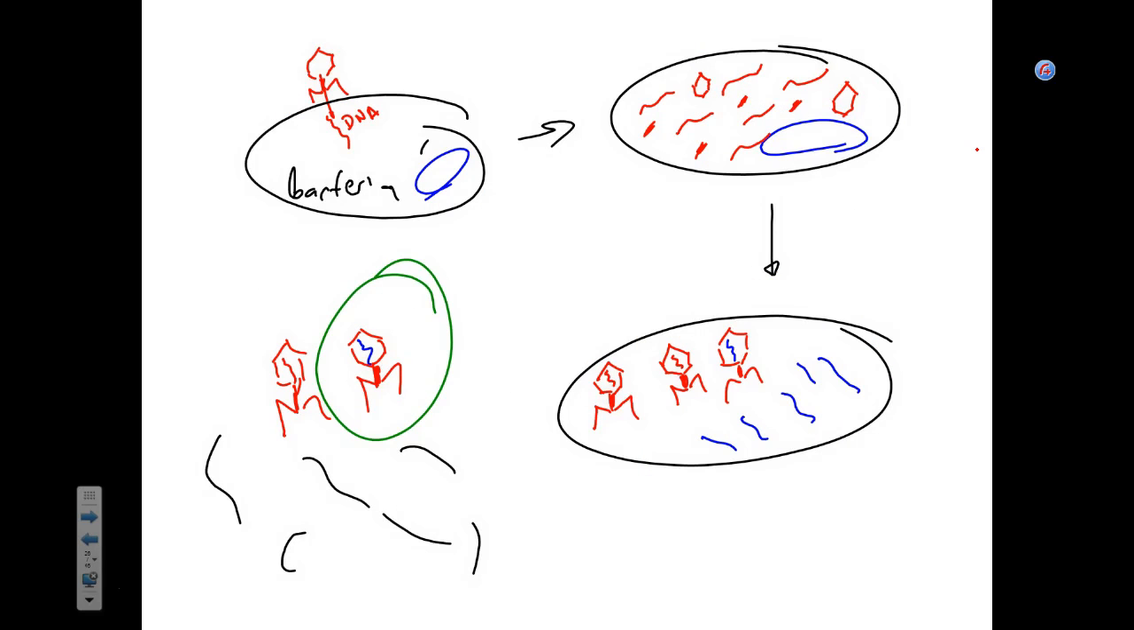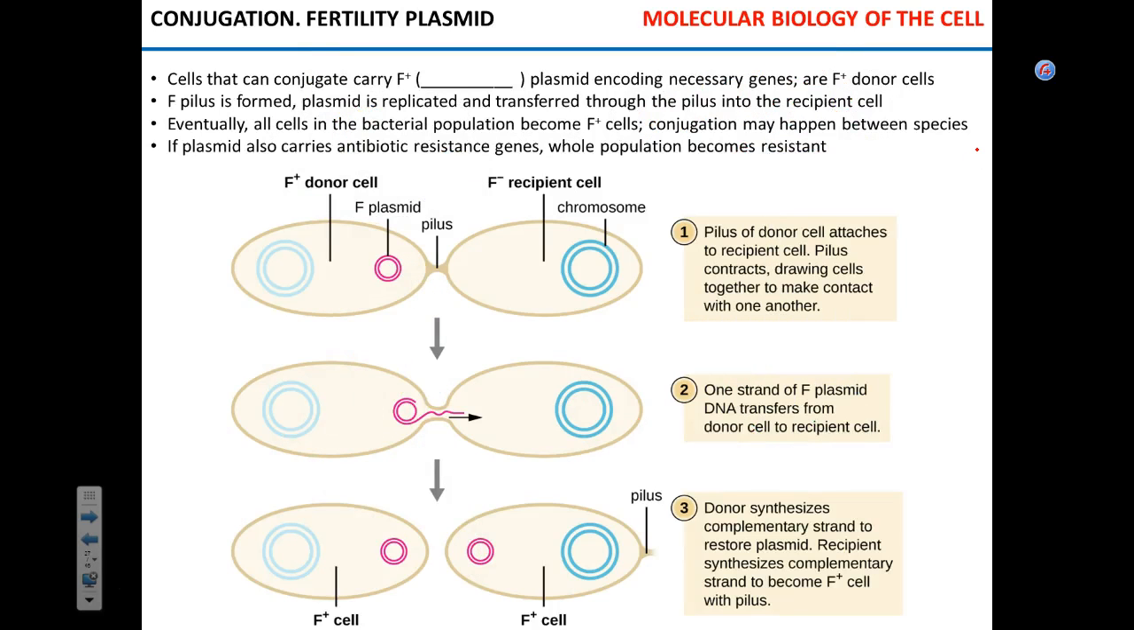Now let's move on to the third mechanism of horizontal gene transfer, which is called conjugation. So some cells carry a so-called fertility plasmid. Okay. Fertility plasmid encodes the genes that are necessary for the conjugation. Okay, these cells are called fertility positive or donor cells.